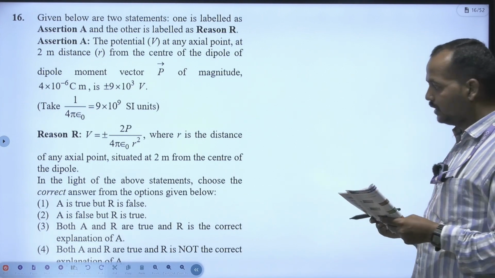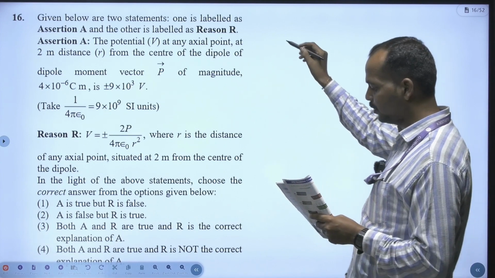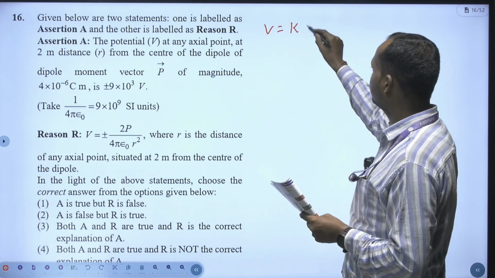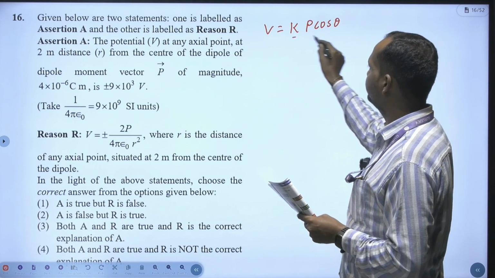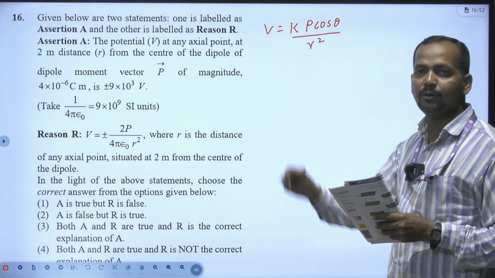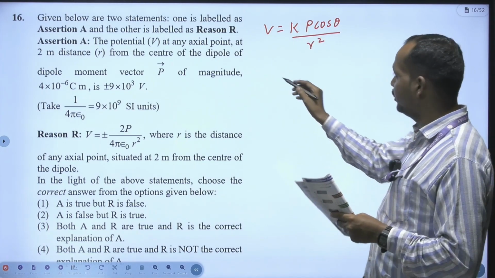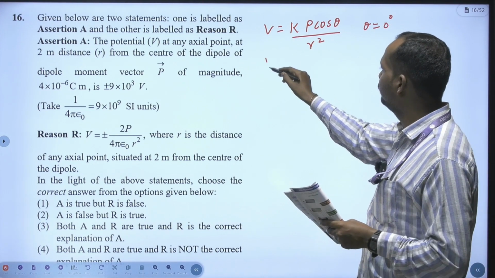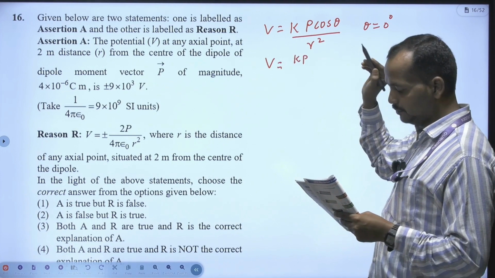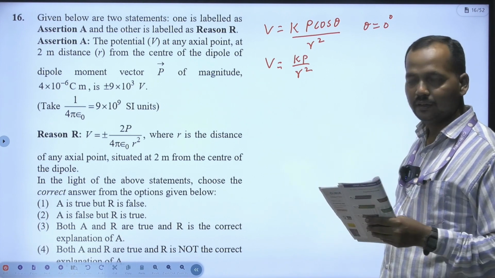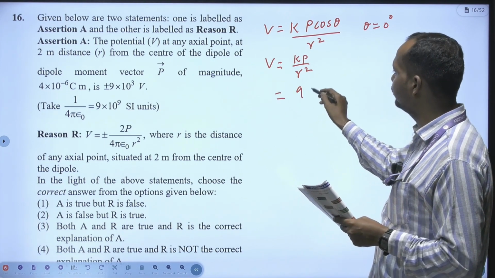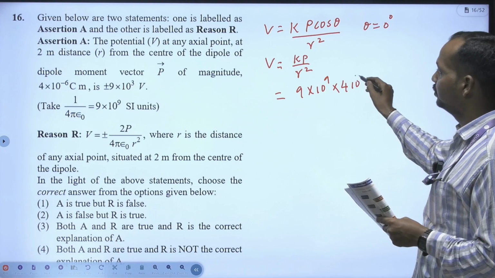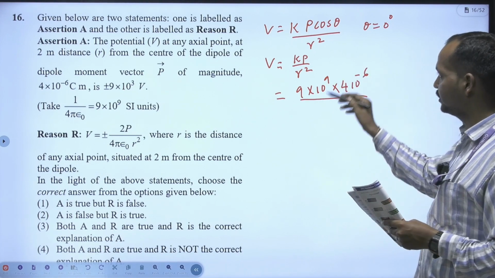For question number 16, the formula for potential is given by V is equal to K P cos theta upon R square. This is the formula for potential at any point, from 0 to 180 degrees. Here theta is equal to 0 degrees for the axial line. Since cos 0 is 1, potential equals K P upon R square. Then if you substitute the values, K is 9 into 10 to the power of 9, the dipole moment they have given is 4 into 10 to the power of minus 6, upon the distance squared, 2 squared, which is 4.